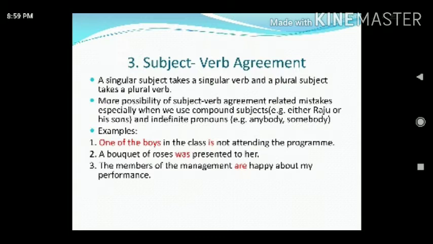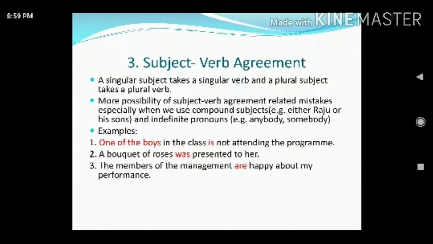More possibility of such mistakes when we use compound subjects like either Raju or his sons. Here we have a confusion whether the verb should be singular or plural. And when we use indefinite pronouns like anybody, somebody, and nobody. Let's see some examples.